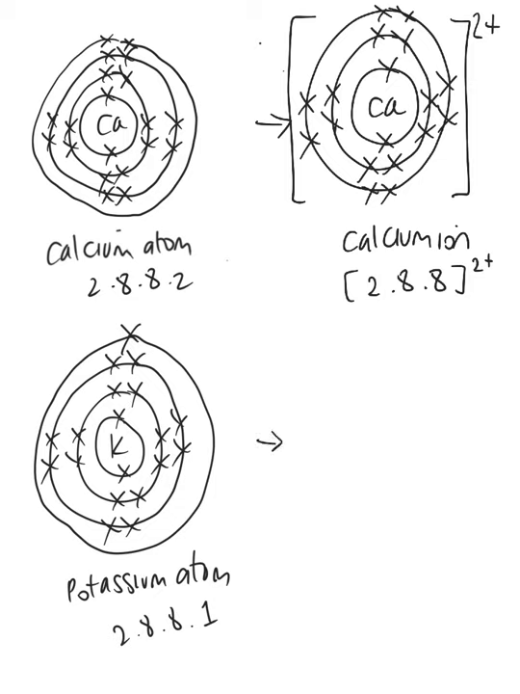Very similar situation for potassium. Potassium has 1 electron on the outer shell. It will lose that 1 electron. And again, just like on the previous slide, you didn't know where those electrons came from. At this point, you don't need to know where these electrons are going. So potassium will look like so.